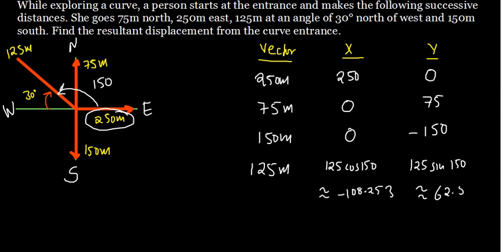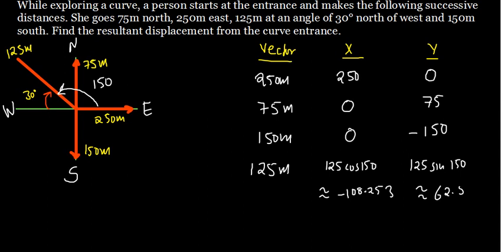When something is on the positive x, the y value is 0. That's why we are able to see the 250 there. For this one, it's along the north, and north is positive y, meaning there is no x value, but the y value is the same 75. This one is along the south, and it will also not have any x value because the south is negative y, meaning the 150 as a component is going to be negative 150. Is that okay?